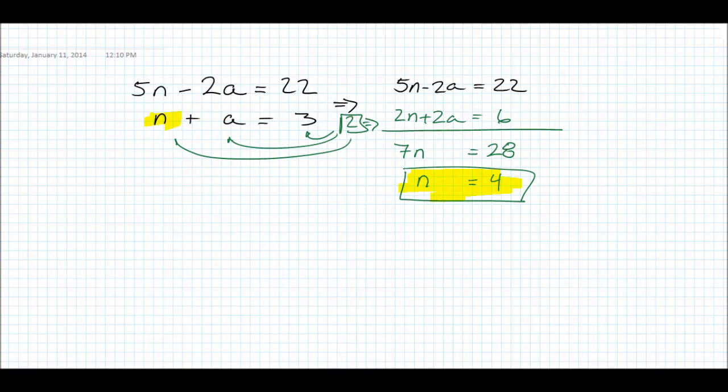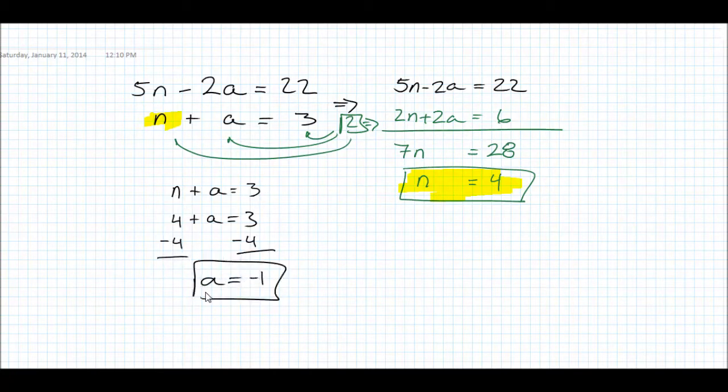So let's rewrite this equation. We're going to use equation 2 because it looks the easiest. n plus a equals 3. n is 4, so we can just substitute 4 for n. So 4 plus a equals 3. Subtract 4 from each side to get a by itself. a is negative 1. So the two numbers that solve the solution set are a equals negative 1 and n equals 4.